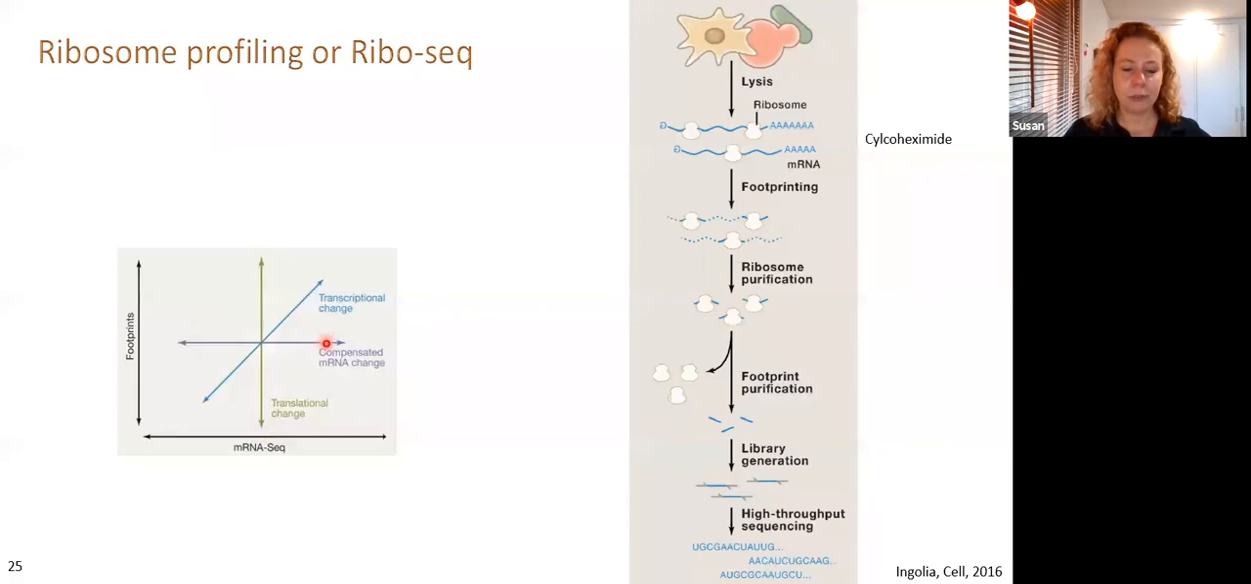Or another example: if we have exactly the same amount of footprints, but the mRNA level was changing. That means basically that for some reason, the cell changed the translational efficiency and tried to compensate for it by changing the mRNA level. So the mRNA level was adjusted to the change in translation efficiency, and the outcome is basically the same. You get the same amount of protein, and so on. All these kinds of regulation can be seen if we combine these 2 experiments.